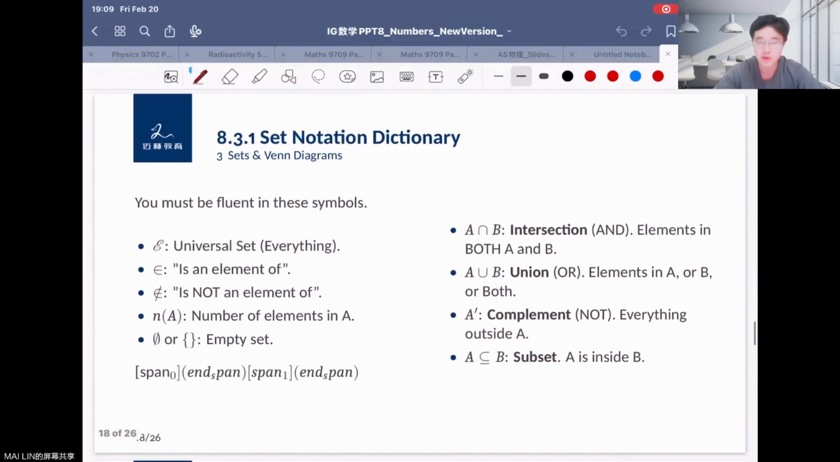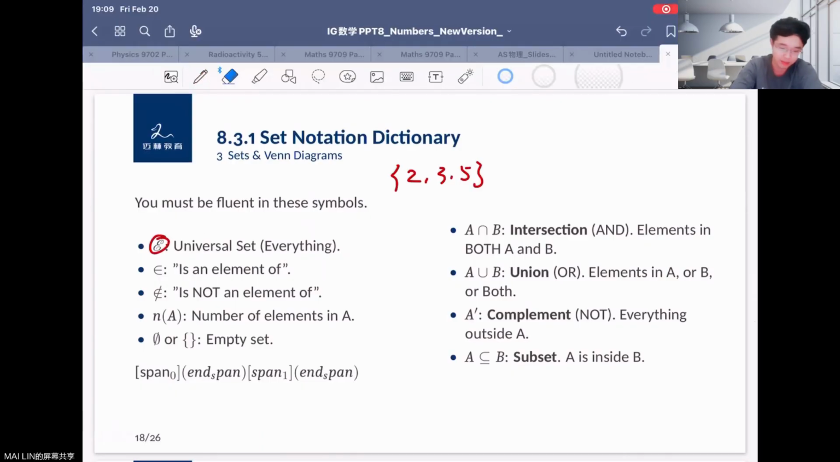For a set, we can consider a set of some numbers, like 2, 3, 5, and they form the set this way. First we use this symbol, like a capital E, right? This is a Roman letter, so maybe you just write it like this, like here. So we know that it is a set.